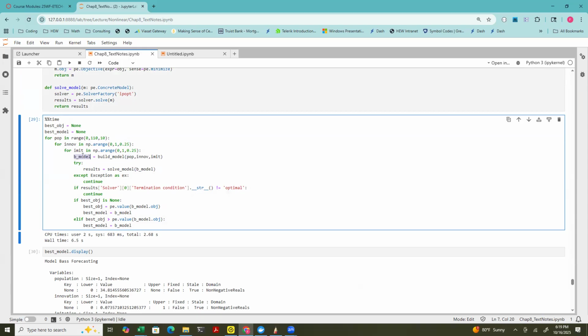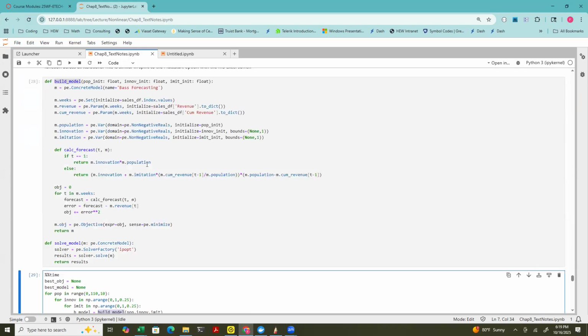Now that I have the model, what's different about the model? You say, okay, it's the same model except I'm setting some initial values, which is something you can do in Pyomo.